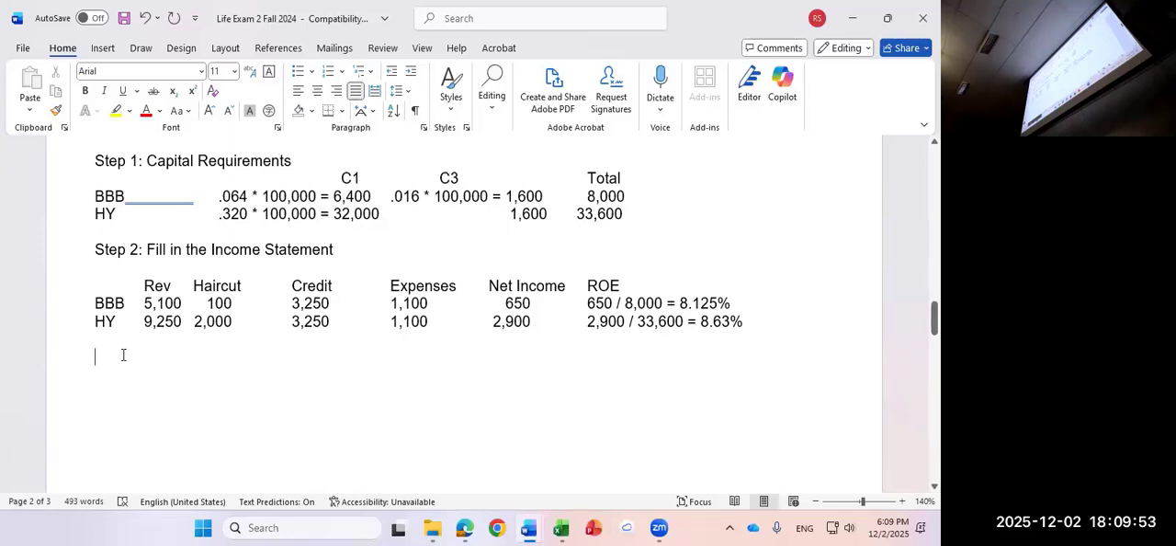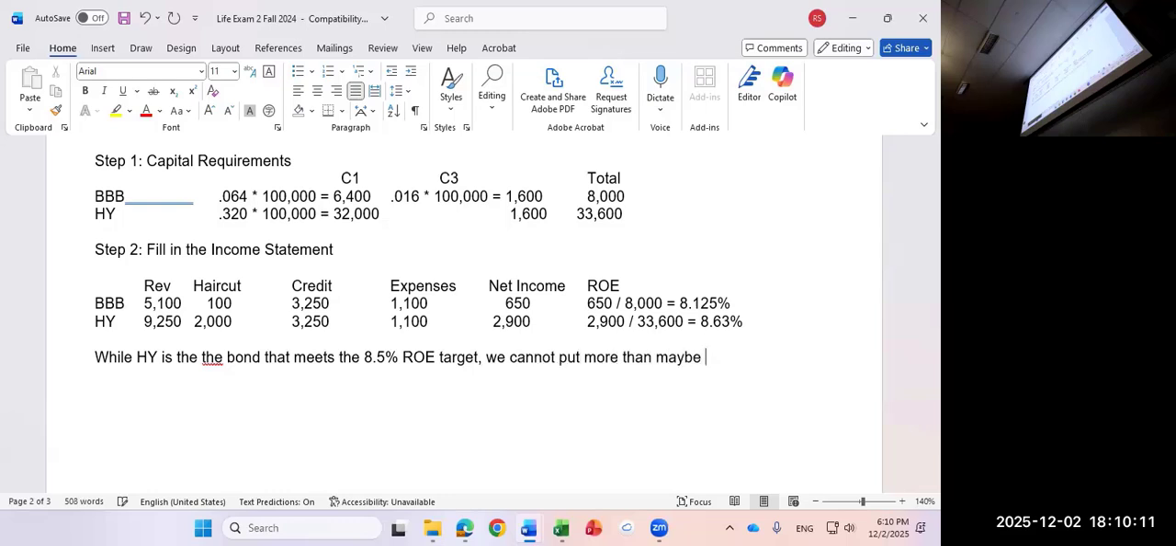So something along the lines of why high yield is the bond that meets the 8.5% ROE target. We cannot put more than maybe 10% on high yield, so we will be missing the 8.5% target, something along those lines.